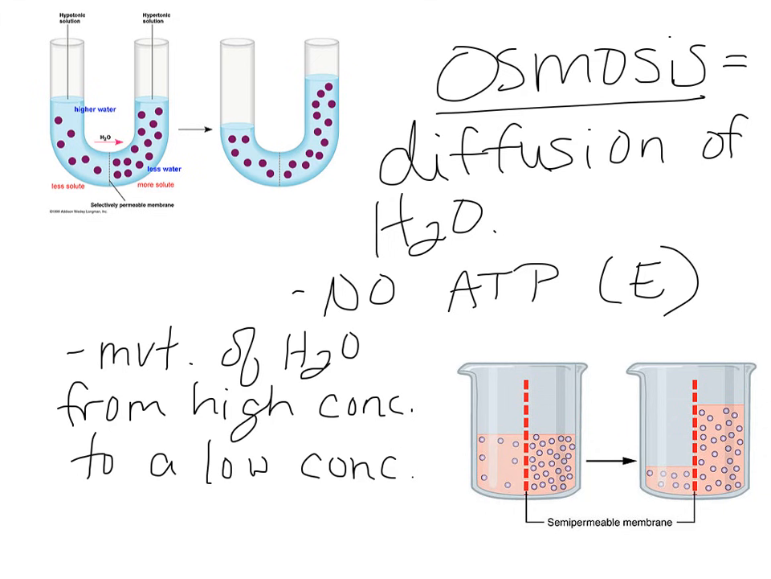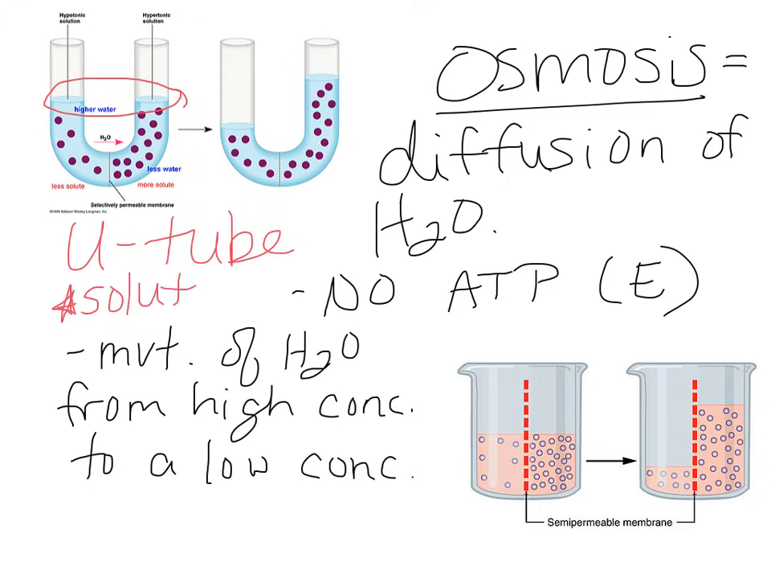Okay, so if we look at this, look at what we have up here. This is actually called a U-tube. And you'll notice if you look at the U-tube on the left, okay, they're at the same level. Okay, so the solutions are at the same level here, but one has more stuff in it than the other. Remember that stuff is called solute. When you have a solution, it has two parts, the solute and the solvent, and the stuff that's dissolved in the solution is the solute.